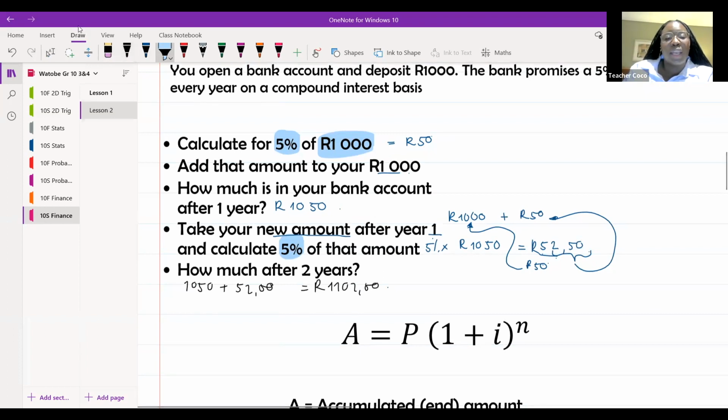Now, who can explain to me why we modify this formula to have this to the power of n? Who knows why we have it to the power of n? Who's got any idea? Anybody? Tamisile. No, don't put your hand down. Okay, explain.